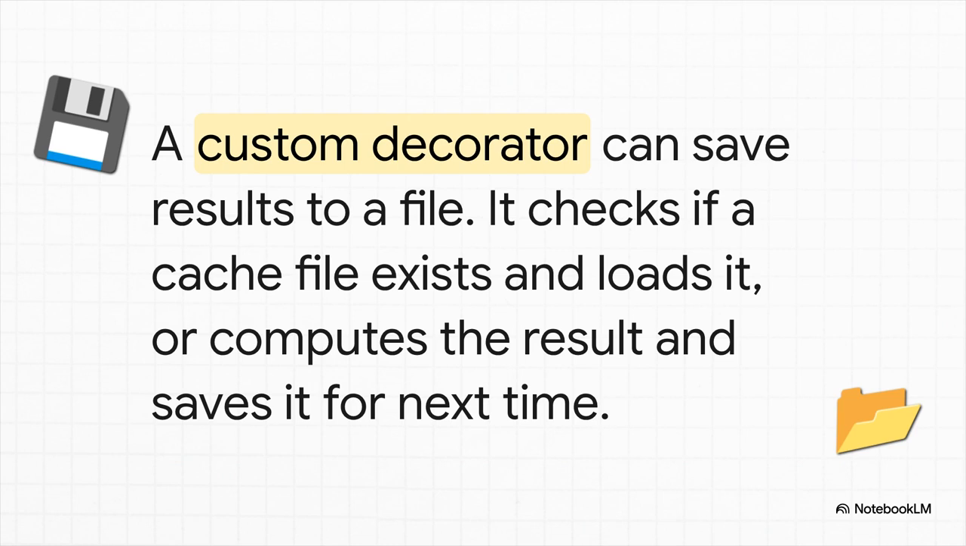One really powerful way to solve this is with a custom decorator that saves results to a file instead of just keeping them in memory. Using a library like Pickle, it can check for a cached file on your disk before it even runs the function. If the file's there, it just loads the answer. If not, it does the work, saves the result to a new file for next time, and then returns it. And just like that, our cache is persistent.